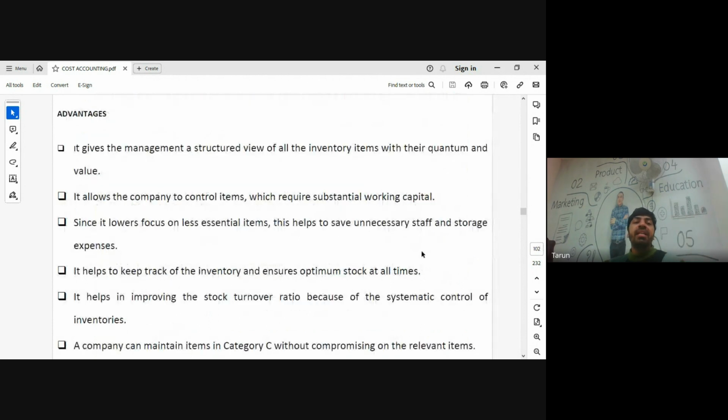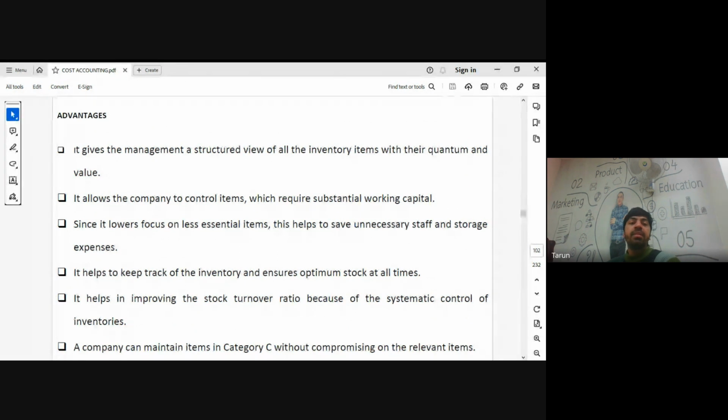So these are the various points, in simple terms, which have been portrayed on the screen. Advantages of ABC analysis: it is a structured view. It allows the companies to control items. Just read these points, Abdul. It's very simple. Just read up these points so that you can look up.